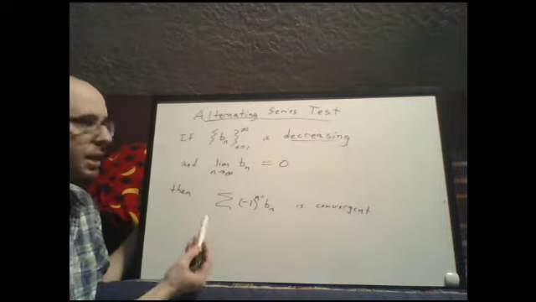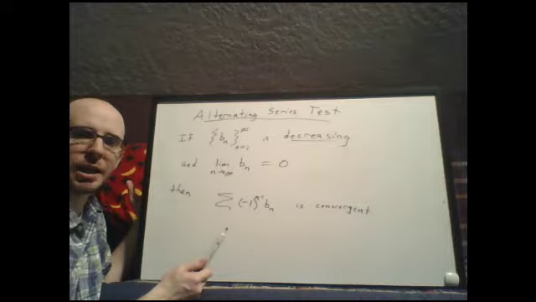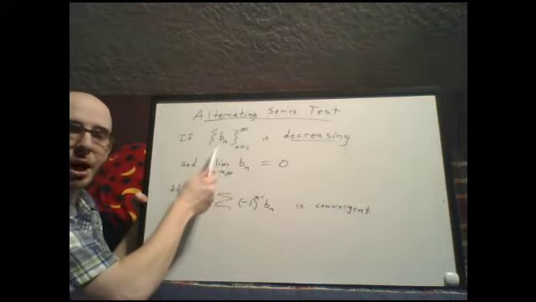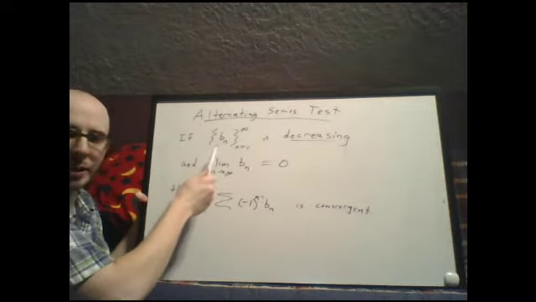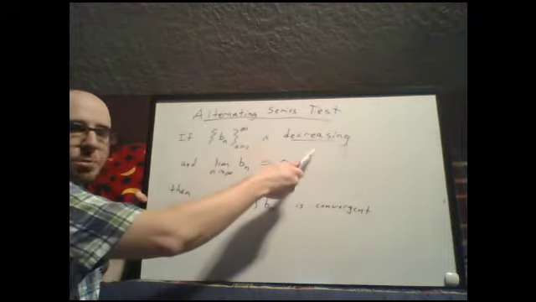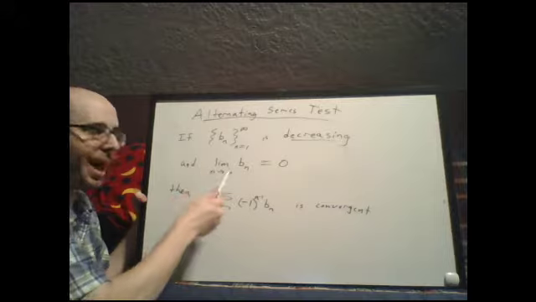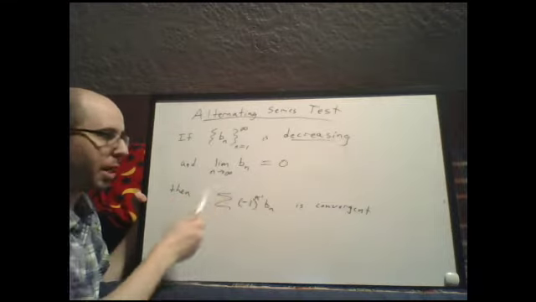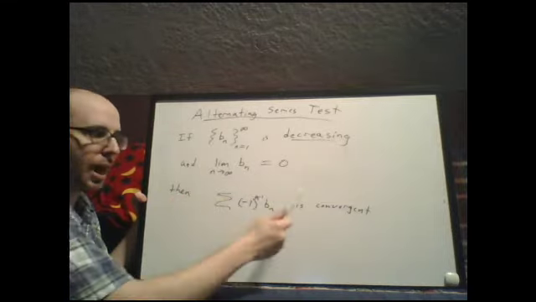So the point is, if you're looking at an alternating series and you just consider the positive part of the term, so forget the alternating part, just look at the positive part. If that sequence is getting smaller, is decreasing, and the limit of that sequence is 0, then the alternating series has to be convergent.